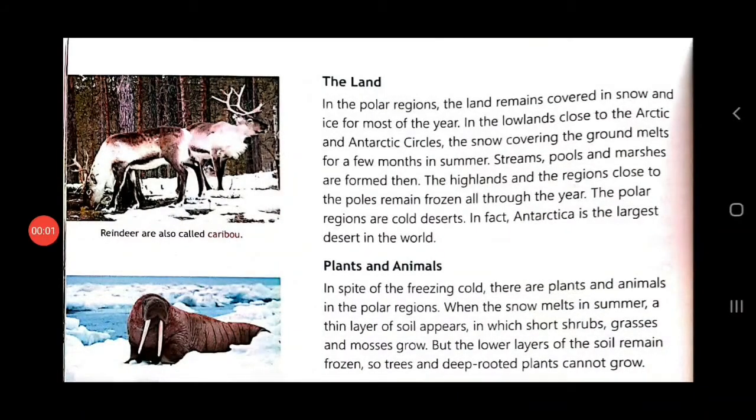Polar regions are cold deserts. In fact, Antarctica is the largest desert in the world. Okay, so children, here what they are telling is that Antarctica is the largest cold desert in the world. Okay, because it is located in which zone? South frigid zone. Okay, so just imagine how much cold it is over there.